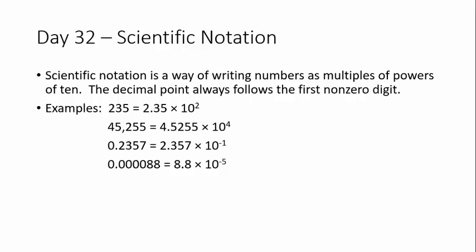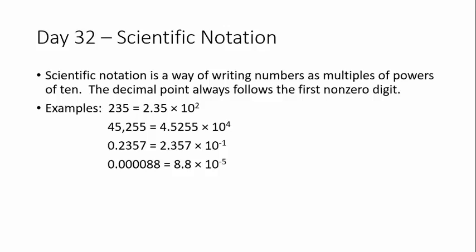45,255 can be rewritten as 4 and 5,255 ten thousandths times 10 to the 4. And you'll notice the decimal point was moved 4 places to the left. Our third example is 2,357 ten-thousandths. We want one non-zero digit to the left of the decimal. So we'll move our point 1 place to the right, and that will give us 2 357 thousandths. And because we moved the decimal 1 place to the right, our exponent is -1.